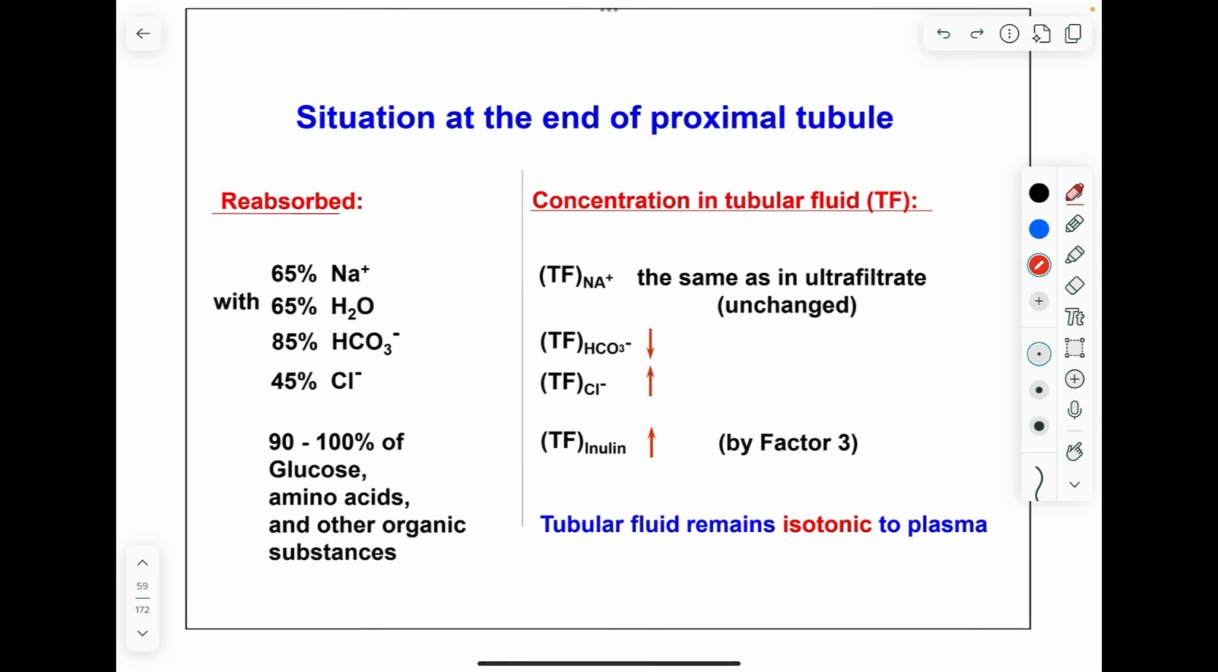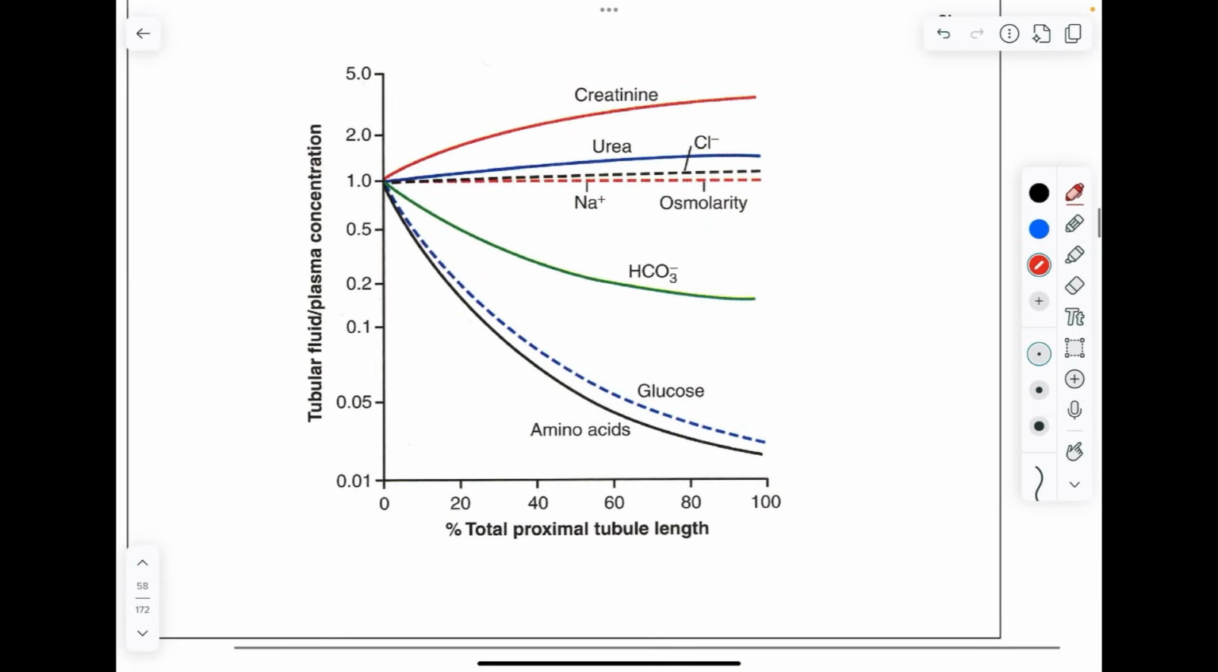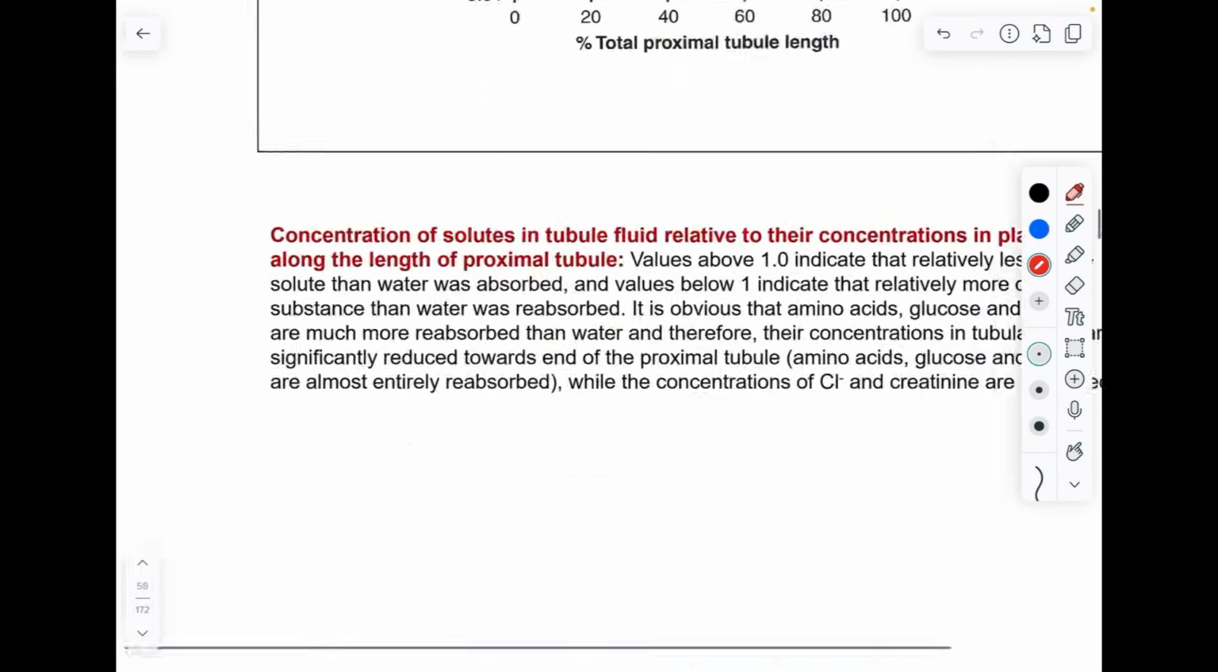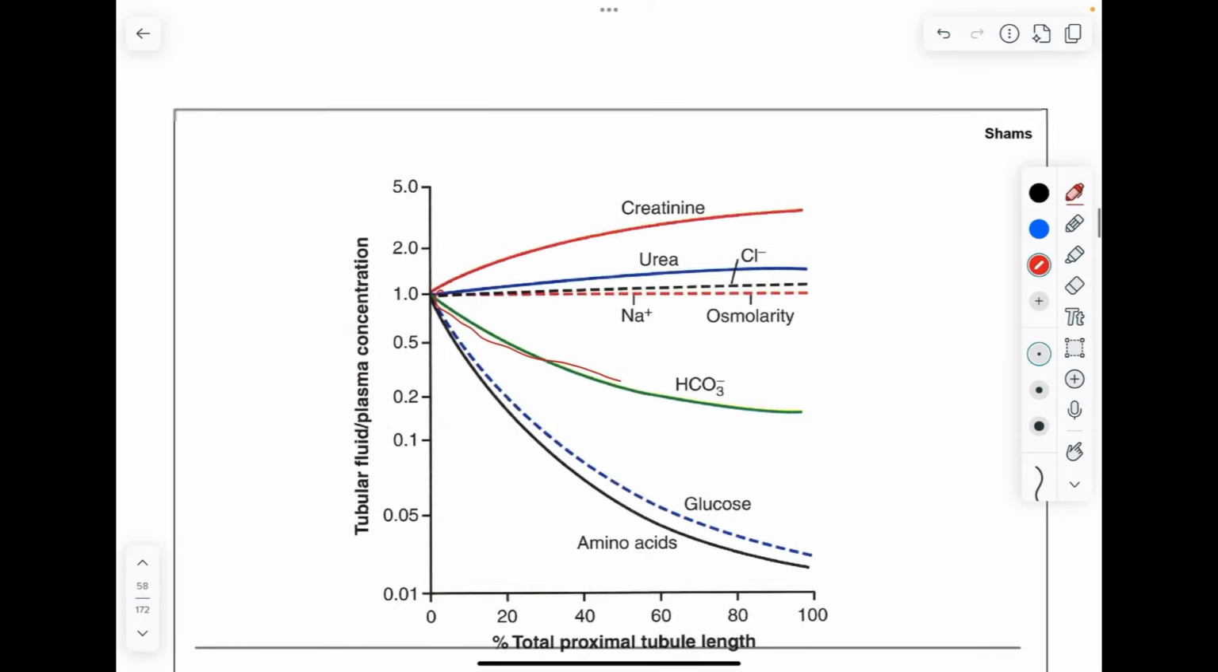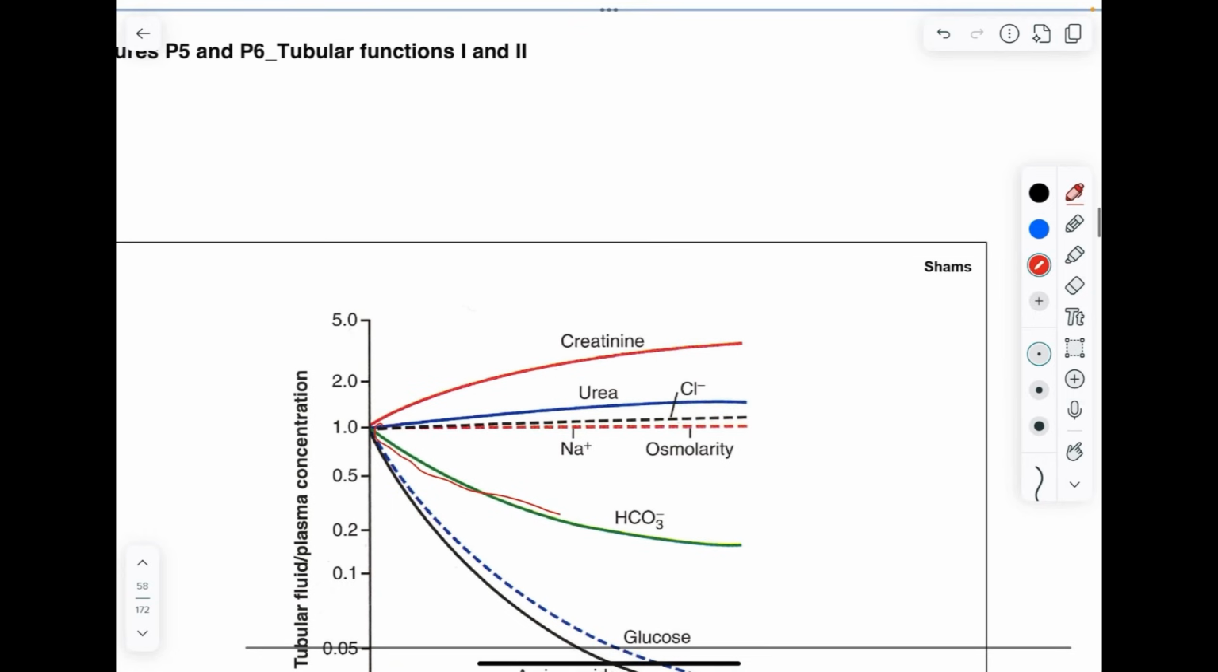Please remember the percentages. He might ask you about it. As we said, sodium and water, the same. This one has been reabsorbed more than water. Hence, in the graph, it's less than 1 because the tubular fluid concentration is low. This one, it's the opposite. So you will see it was more than 1 here, the chloride.